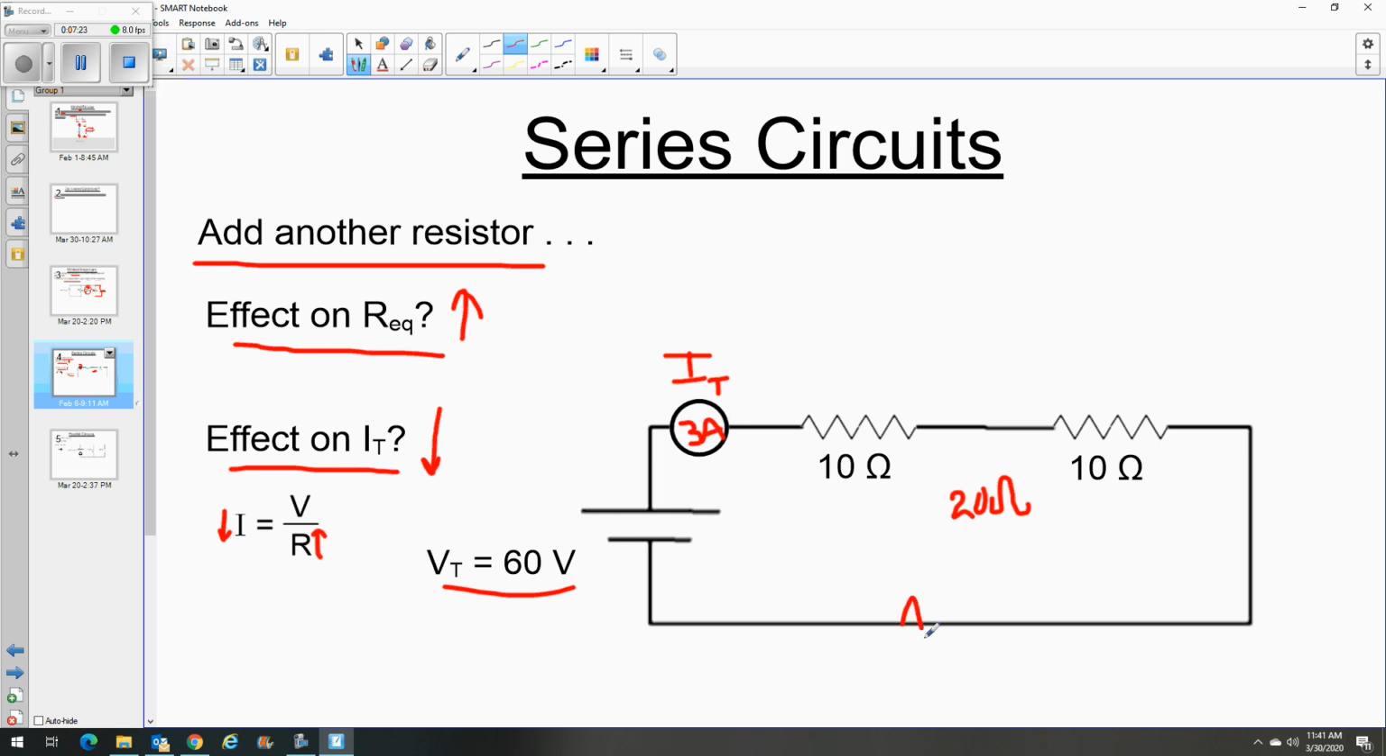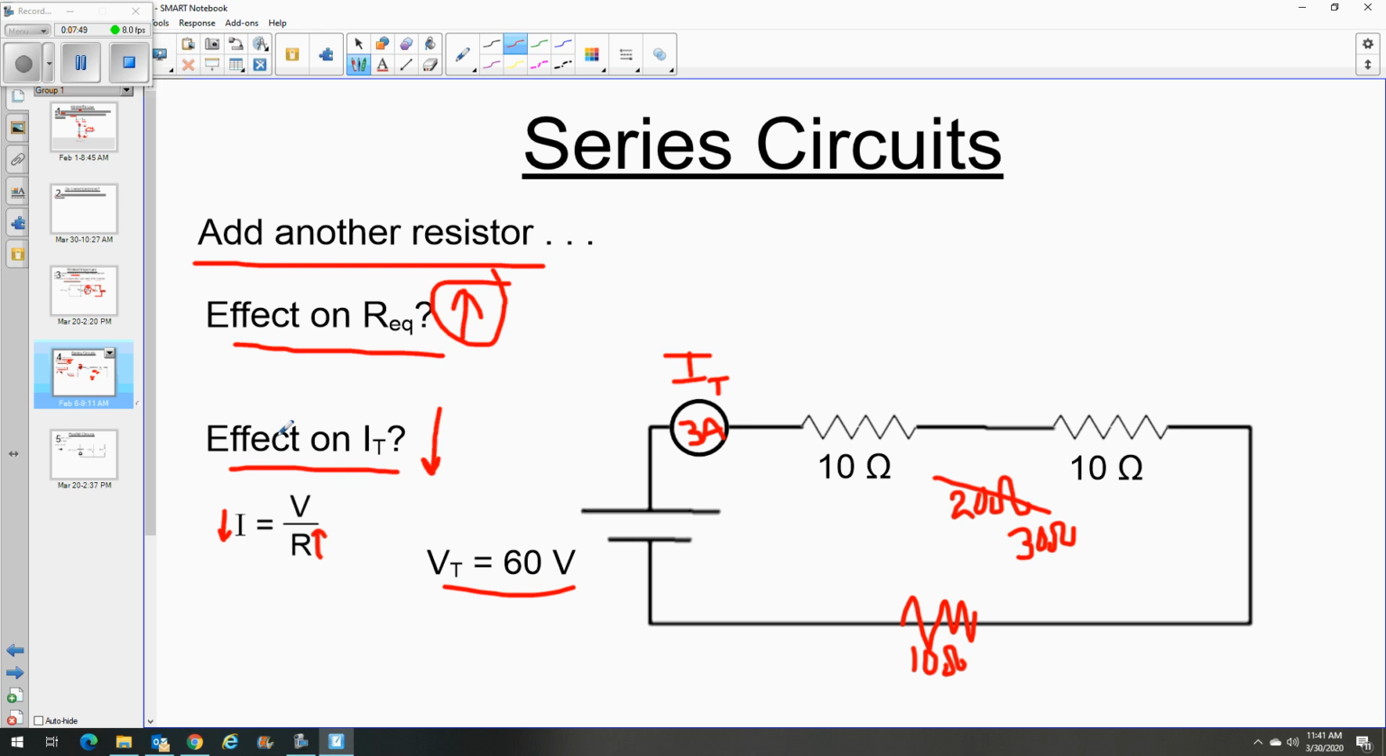Now let's add another 10 ohm resistor. How has that changed our equivalent resistance? Well, it is certainly no longer 20 ohms. We have 10 ohms plus 10 ohms plus 10 ohms. Our equivalent resistance has gone up to 30 ohms. That's what we predicted right here.